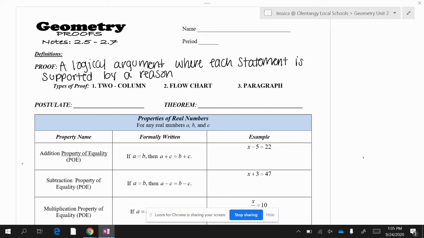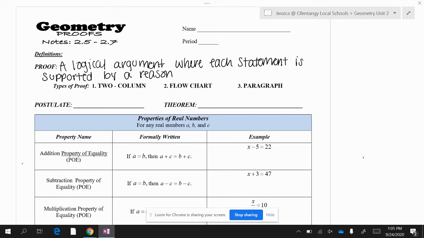There are three different types of proofs: a two-column proof, a flowchart proof, or a paragraph proof. We will mostly be doing two-column proofs. We will talk briefly about flowchart proofs, but we will not be doing any paragraph proofs.